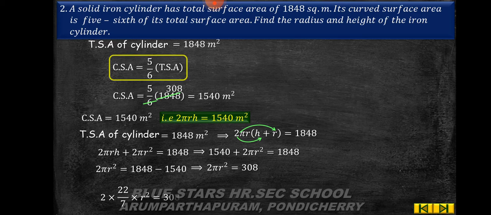Now substitute the value of pi. So 2 into 22/7 into r square is equal to 308, which implies r square is equal to 308 into 1/2 into 7/22. Cancelling 2 and 308, you get 154. Then cancelling 22 and 154, you get 2 times and 14 times. Again 2 and 14, you get 7. So therefore r square is equal to 7 into 7, which is nothing but 49. So r is equal to root of 7 into 7. So the value of r is 7 meter.